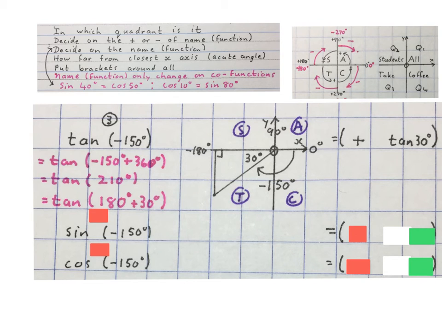Mathematically, you could have written it out like this. You could have taken the minus 150 plus 360. It gives you tan 210. And then tan 210 is tan 180 plus 30 degrees. Please do the sine minus 150 and cos minus 150 yourself. Well done if you got this right on your own.